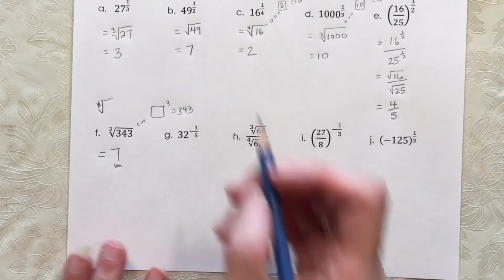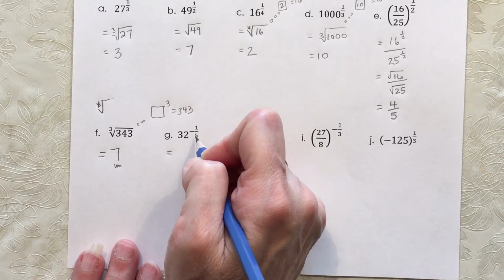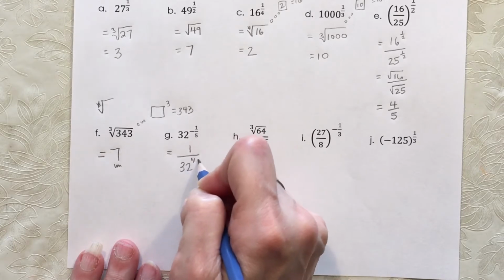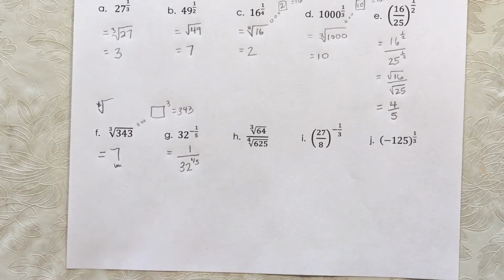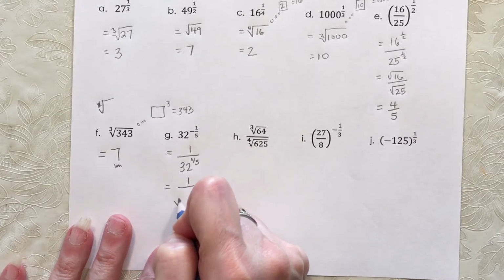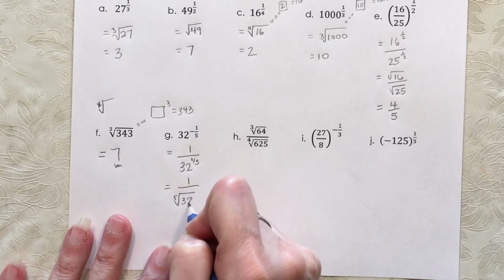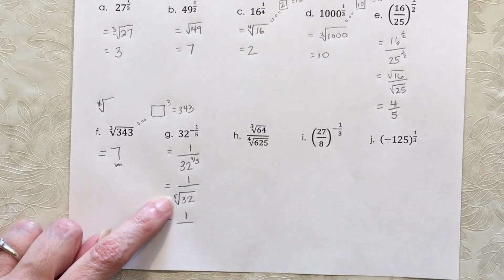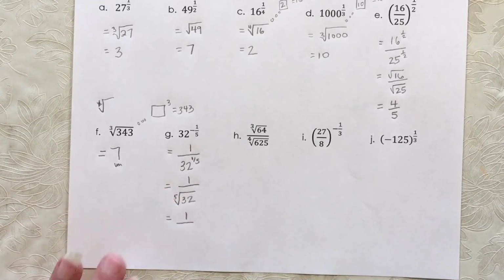32 to the negative 1/5. So the first thing we want to do is address the negative exponent. So we're still going to use our negative exponent rule. So we're going to go 1 over 32 to the positive 1/5, and try to make that 1/5 look like an exponent. I know it's hard because it's a fraction. And then we'll write it in radical form. So that's going to be 1 over the 5th root of 32, which is, don't forget about the numerator, 1 over. So then I'm thinking, what number multiplies by itself 5 times to give me 32? That's 2. So 32 to the negative 1/5 is a half.